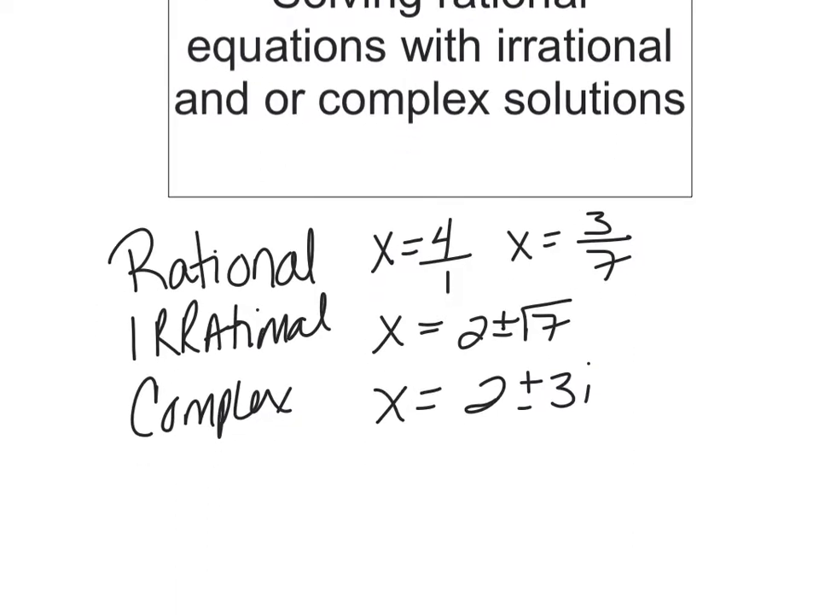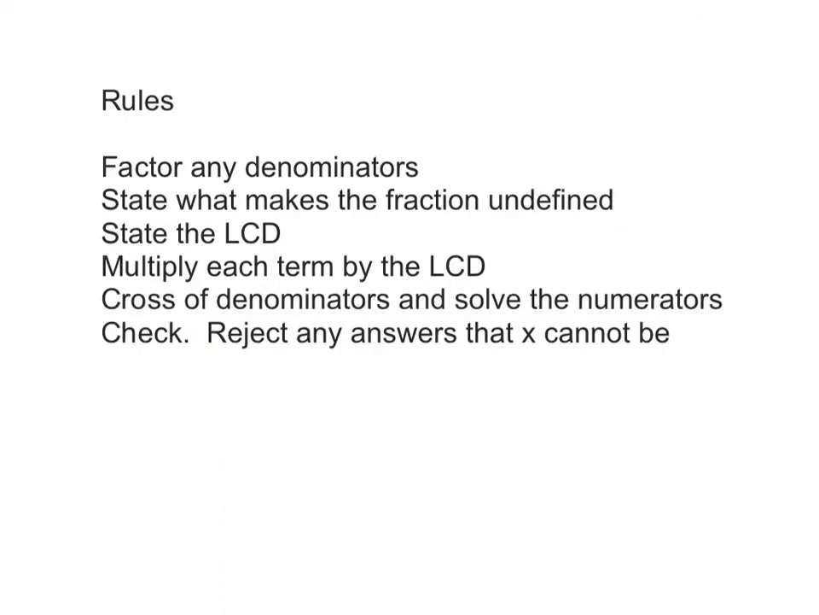Now, when you get an imaginary, they usually give you a pretty big hint and they say, express in simplest a plus bi form. They're kind of implying that you should get an imaginary number. So let's slow down and put in the rules or guidelines for solving these rational equations.